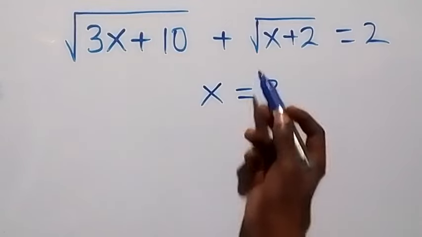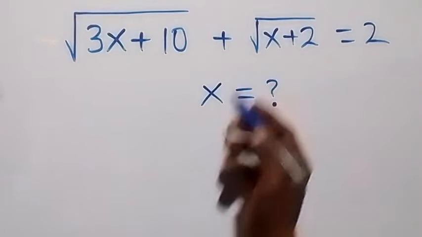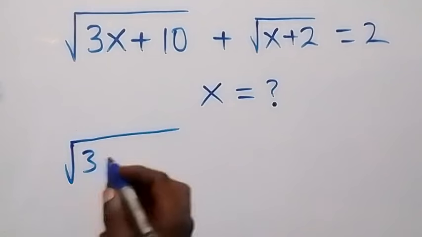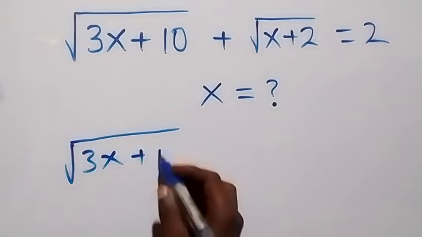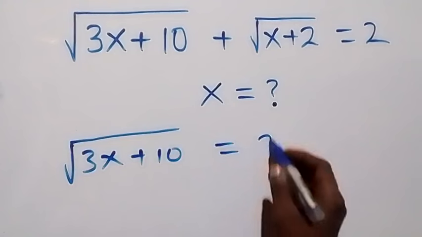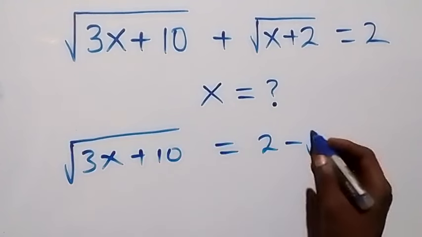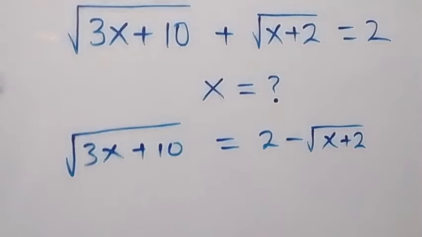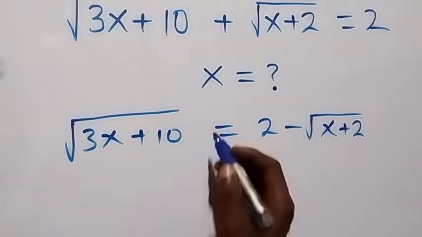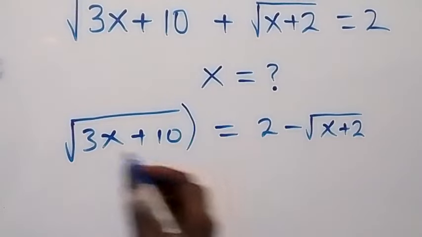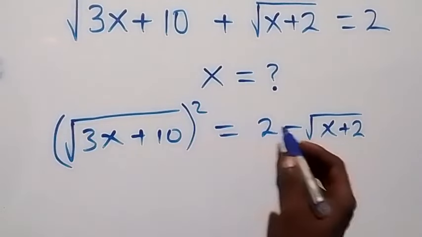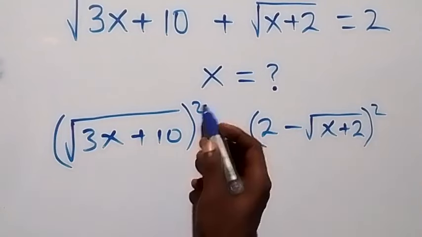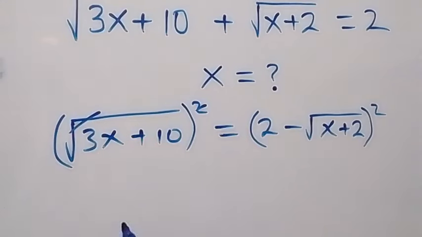Let's take this second square root to this side and it becomes minus. So this becomes the square root of 3x plus 10 equals 2 minus the square root of x plus 2. From here, let's take the square on both sides. Square this side, and also square this side. The square cancels the square root here.